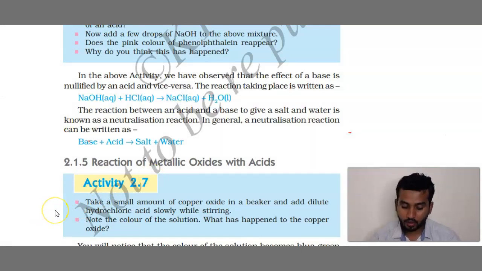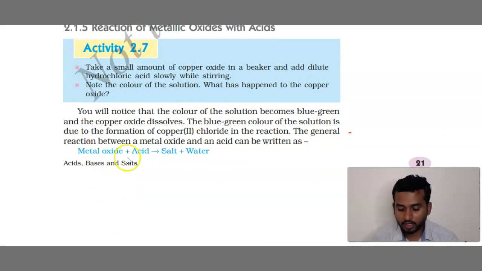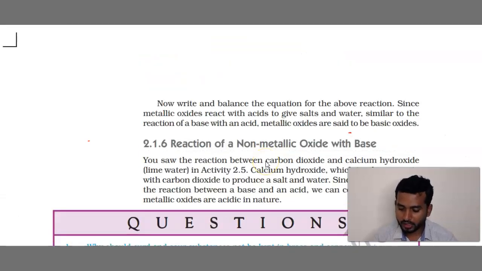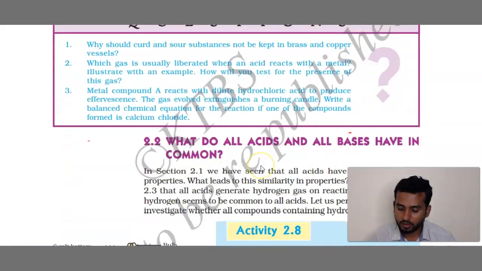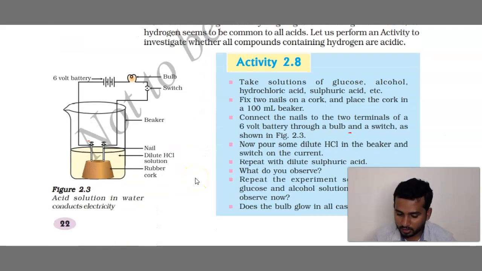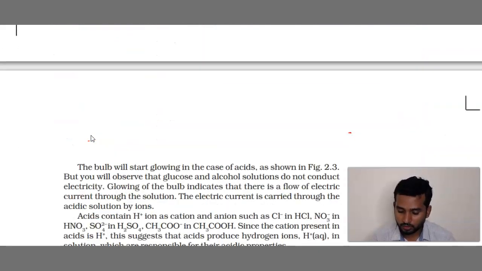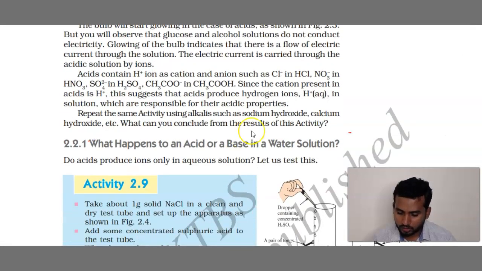Done? Okay. Next, reaction of metallic oxides with acids. Again here, metal oxide plus acid gives salt and water. Then, reaction of non-metallic oxides with base. You can just read this paragraph. What do all acids and bases have in common? This is the diagram which you need to draw. In this you can just go through that.